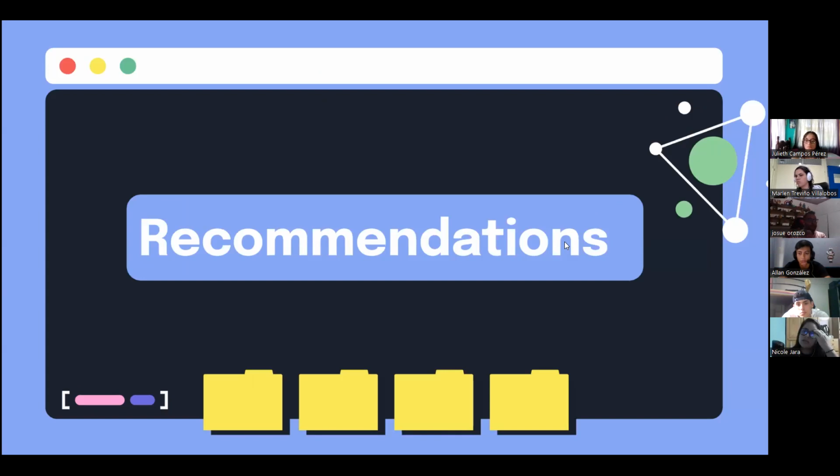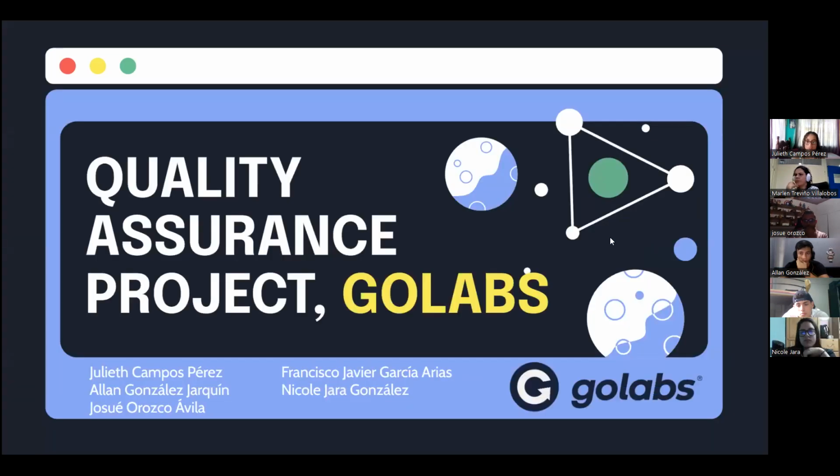Okay, and as a team, we have just one recommendation: the project should have a requirements document. It's very difficult for the QA department to know how to evaluate the quality of a product if it doesn't have written specifications of what the product should be. Yep, and that's all for our presentation.